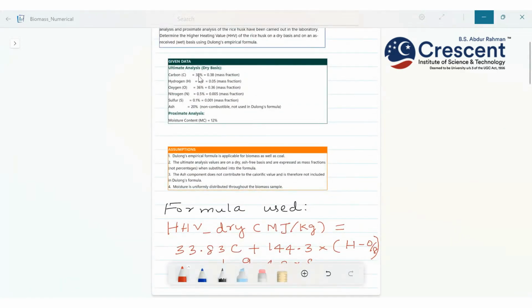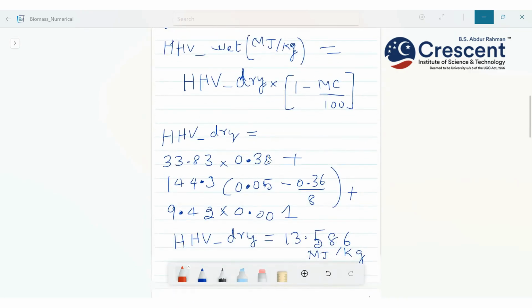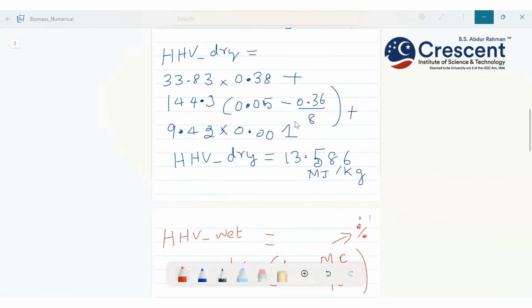So we substitute all the given data: 33.83 into, as per the formula, the C value. So C is given as 38%, which is 0.38 mass fraction. So that is substituted. Likewise, all the values as per the formula, the data we substitute. So upon simplifying, we get 13.586 megajoules per kg. This is the HHV on dry basis.